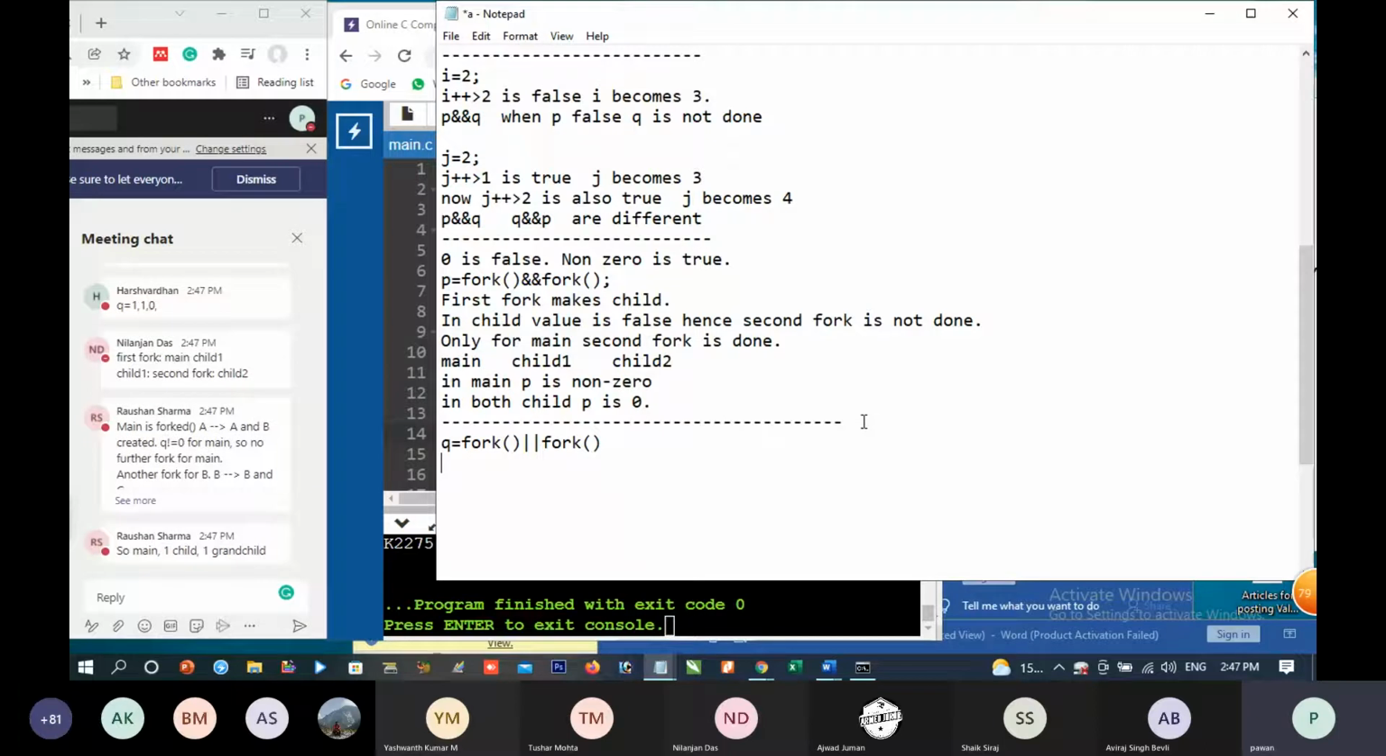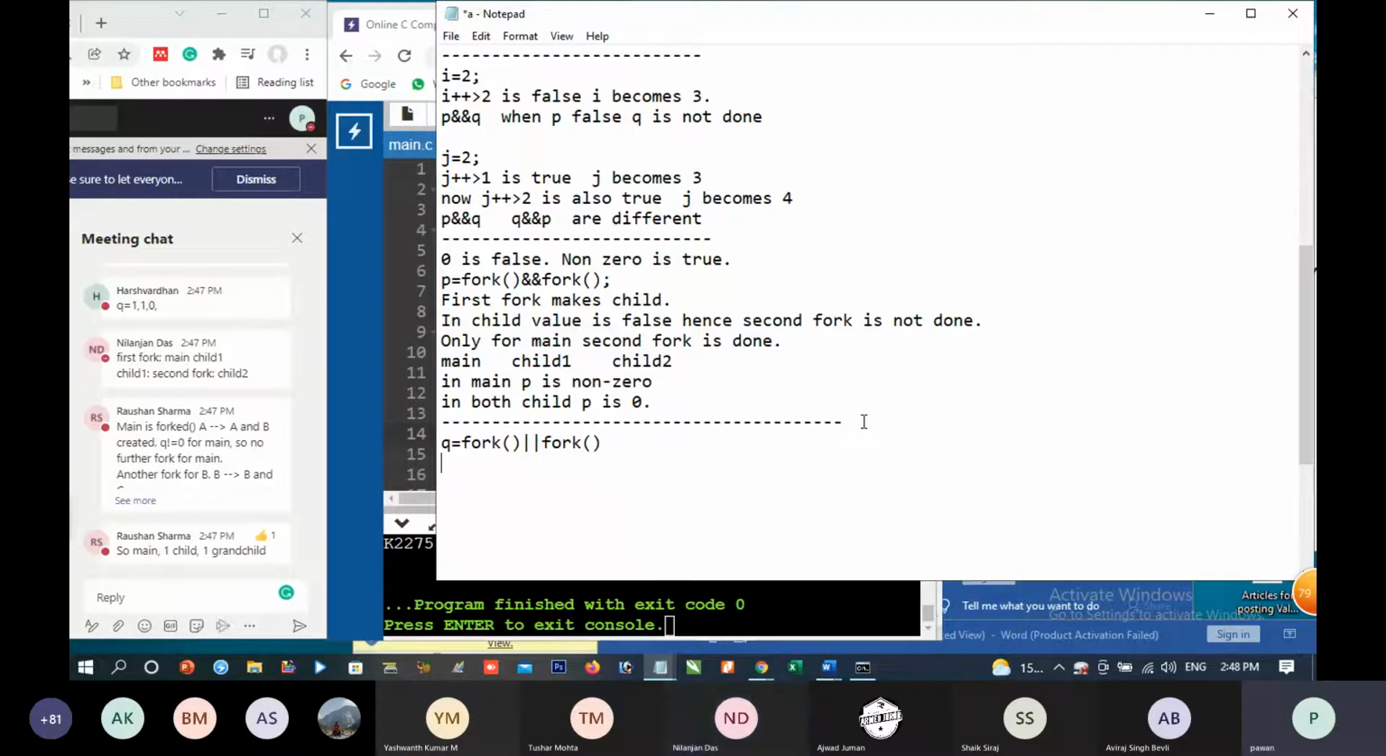First fork: main, child 1, and second fork, child 1. How is it child 2? The second fork is executed for child 1 and then child 2 is created, meaning it is a grandchild. That is correct. Who is speaking, Nilanjan? I am Nilanjan, sir. That is correct, but you wrote child 2. Child 2 is wrong.